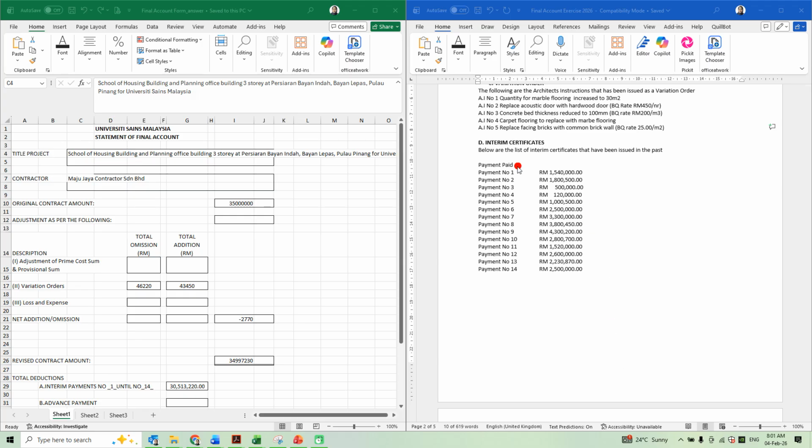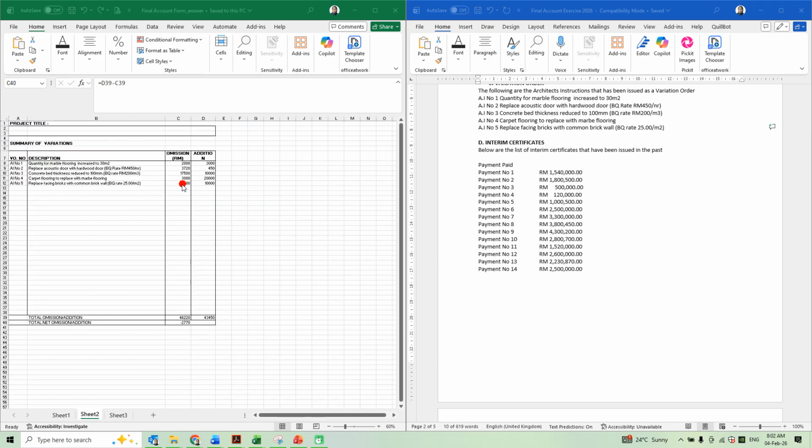alright, now if we look at this, this part is actually the entries. You have 5 architect's instructions on the VO. Those are what you need to calculate here, okay? How much omissions, which is the amount of items omitted from the bill of quantities, and how much is added. So now we're going to look at sheet number 2.